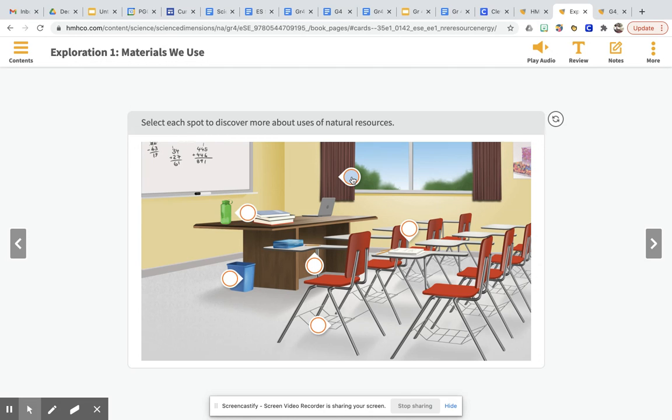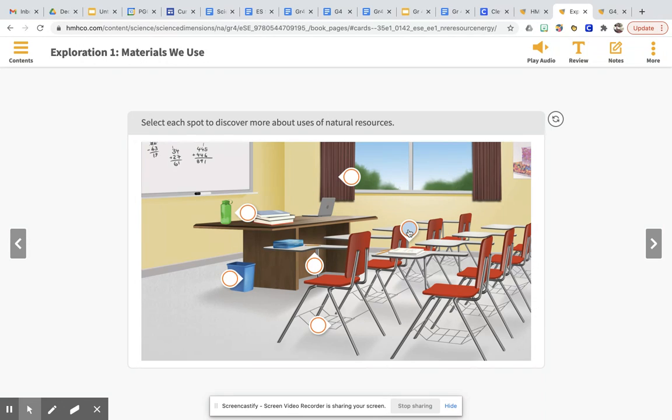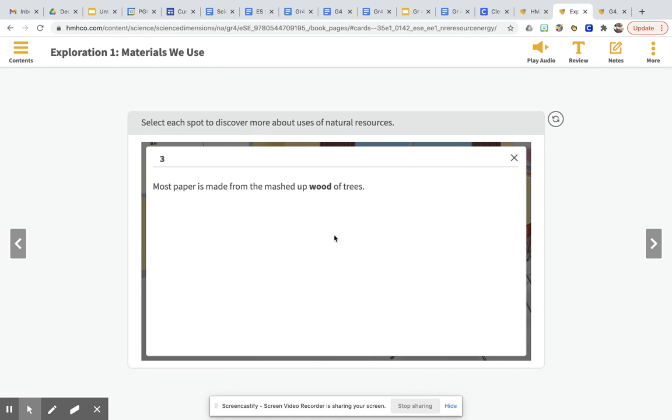All right, so let's look at the curtains. The curtains are made of cotton, and cotton comes from a plant. Here we have a stack of paper, and paper comes from the wood of trees. Did you guys know that? That paper is actually mashed up wood.